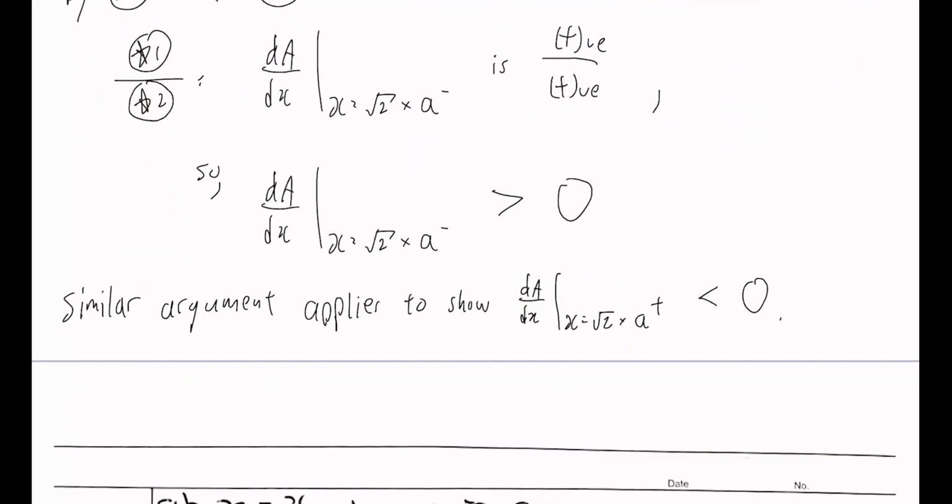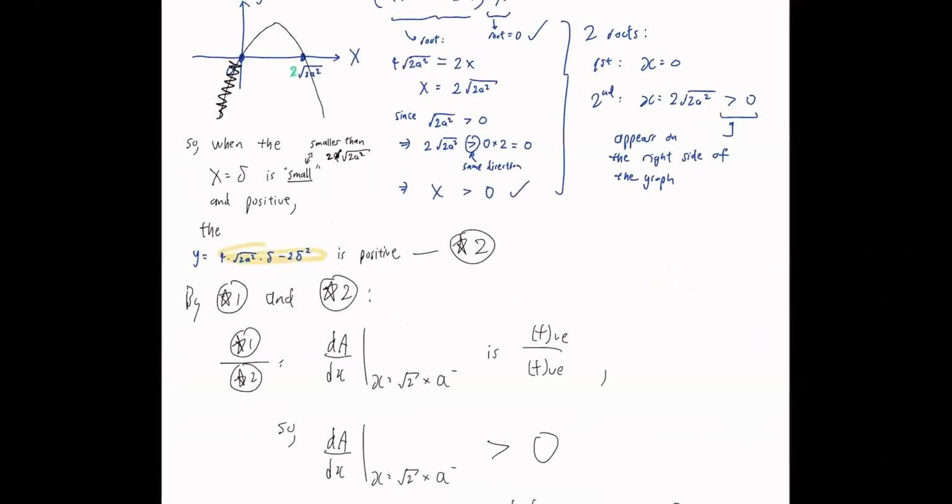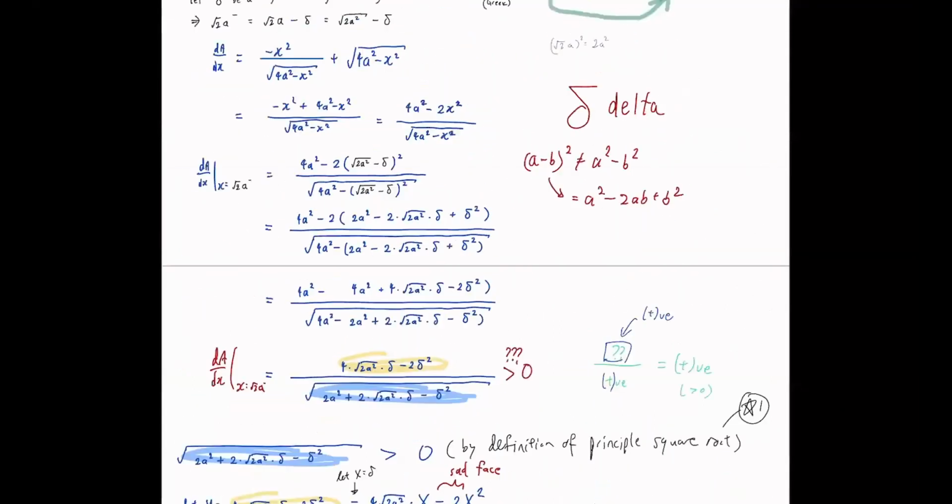Now, a similar argument will apply. If you want to do it, I will leave that as an exercise for you. For root 2a plus, slightly positive, so plus a delta this time, you'll realize that the dA by dx, after you sub in that value, you get a negative. Okay. So you get the first derivative test done.